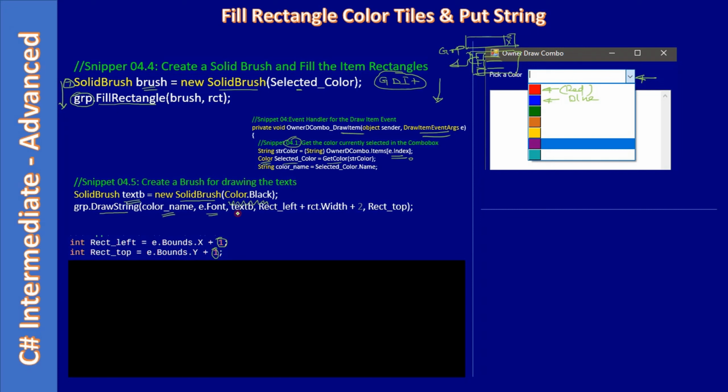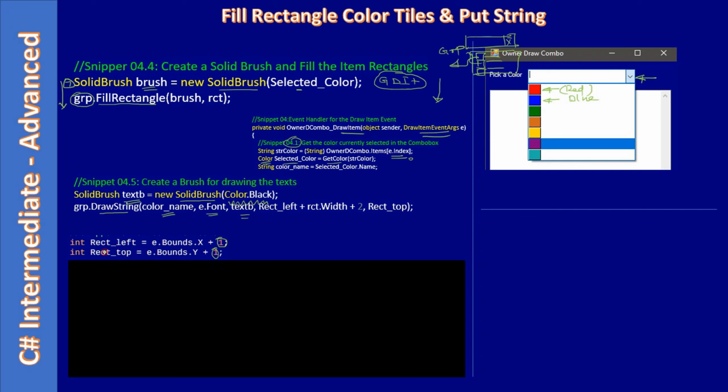Next, text B. Since I put a green squiggly here, it overlaps with the text. So this is actually text B. This is what we are passing. We are passing the brush.